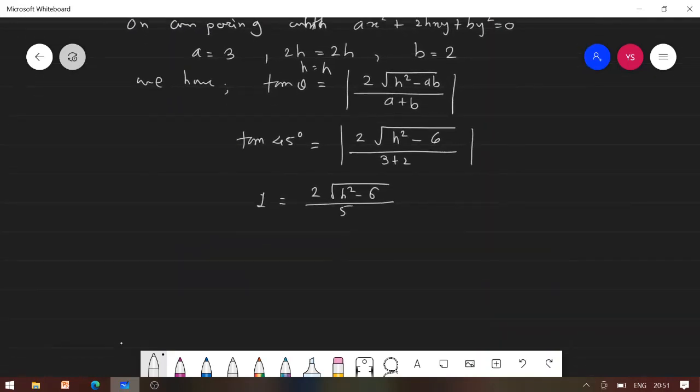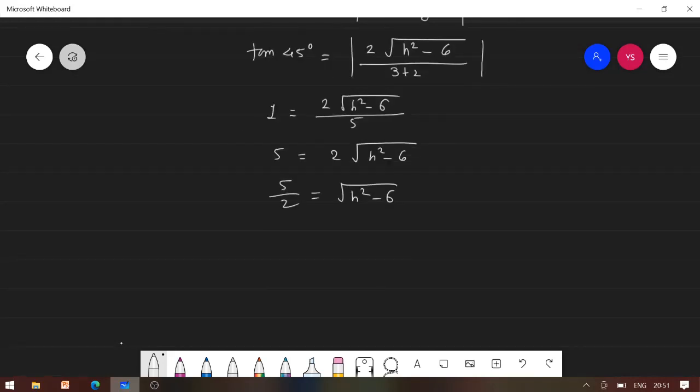After shifting 5, we get 5 equals 2 times root of h² minus 6. After shifting 2, we have 5 by 2 equals root of h² minus 6. After squaring on both sides, we get 5² as 25 divided by 2² as 4, equals h² minus 6. After shifting minus 6, it becomes plus 6.